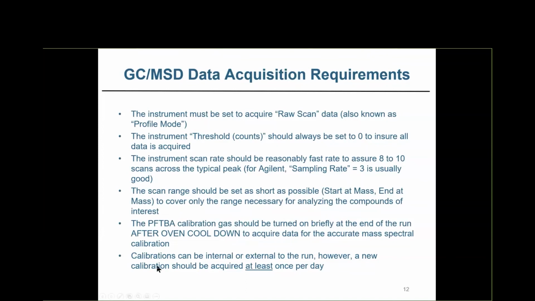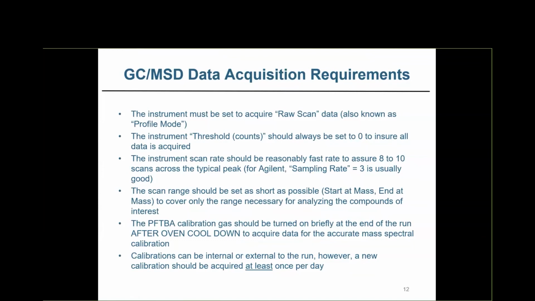Most people will turn this on for runs that they want to do formula identification on. They'll run it under these conditions and turn on the PFTBA gas at the end of the run. You don't have to do it within the run.